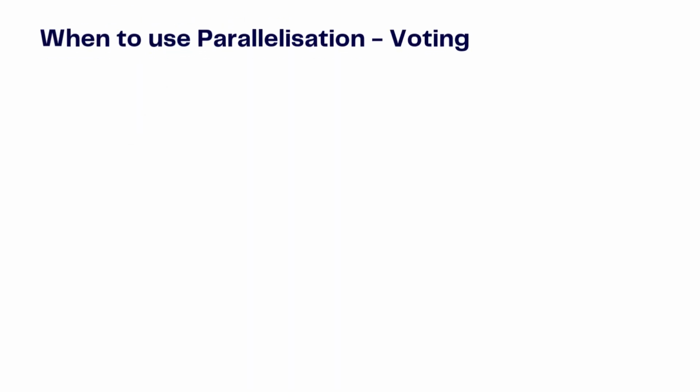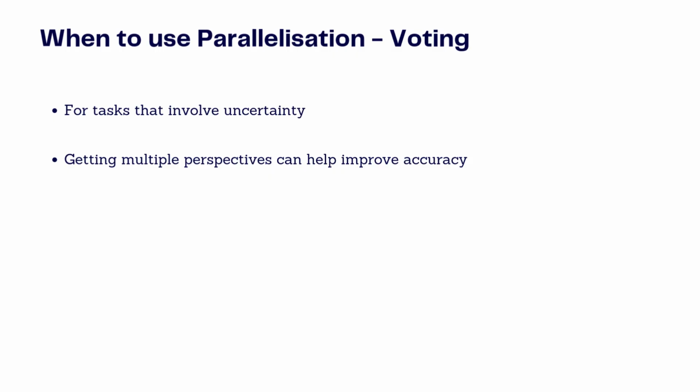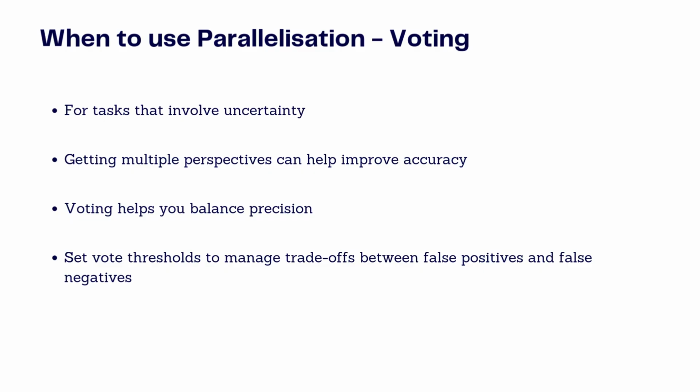So, when should you use voting? Voting is really useful for tasks that involve uncertainty, where getting multiple perspectives can help improve accuracy. It's also great for critical tasks, like reviewing code for vulnerabilities or moderating content, where making a mistake could be costly. And finally, voting helps you balance precision and recall. You can set vote thresholds to manage trade-offs between false positives and false negatives, making your results more reliable overall.